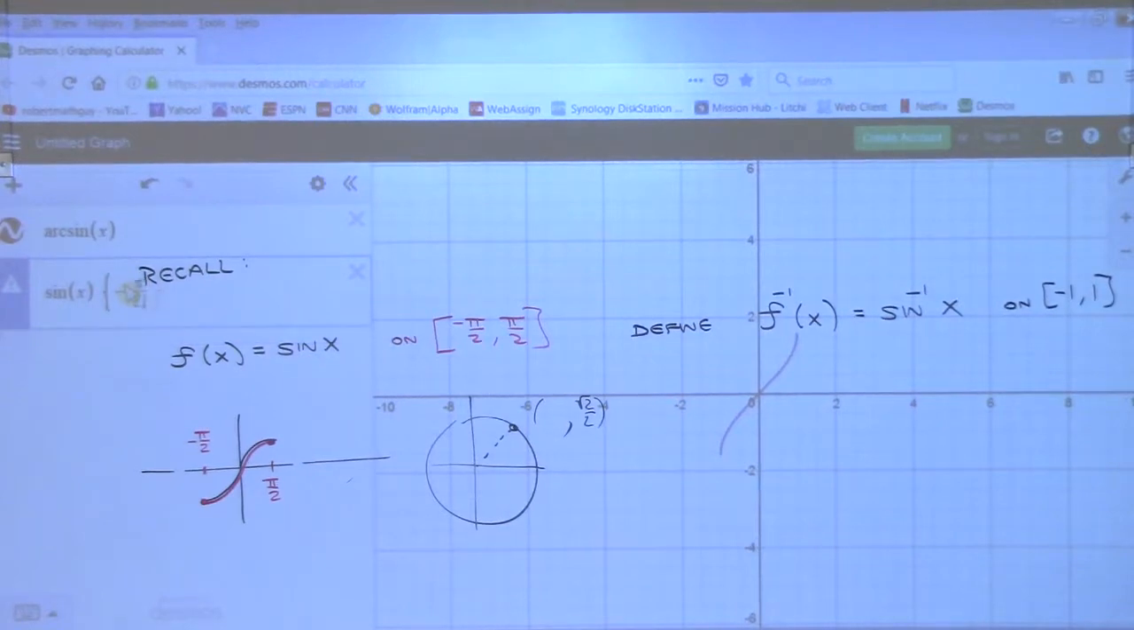Oh, whoa, what happened? Why is it not wanting that? Oh, yeah. Bracket. Bracket? This thing is smarter than me. That's going to do it. There we go.